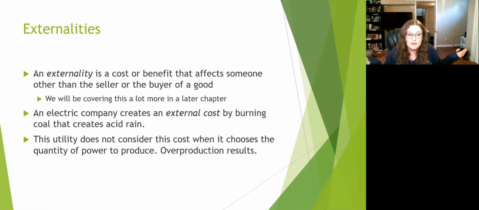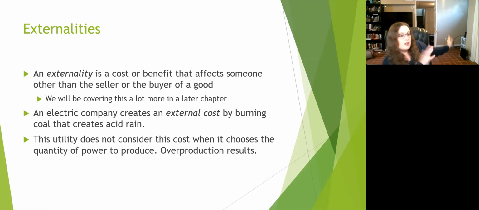That's a type of market failure too. When society would prefer us to have more or less than what we as individual producers and buyers are agreeing to, there's a disconnect there. And that in itself is a market failure because it means that there's an overproduction or an underproduction happening.